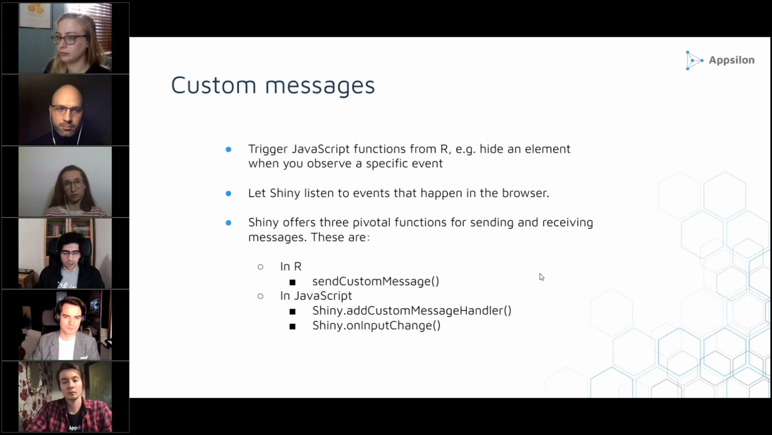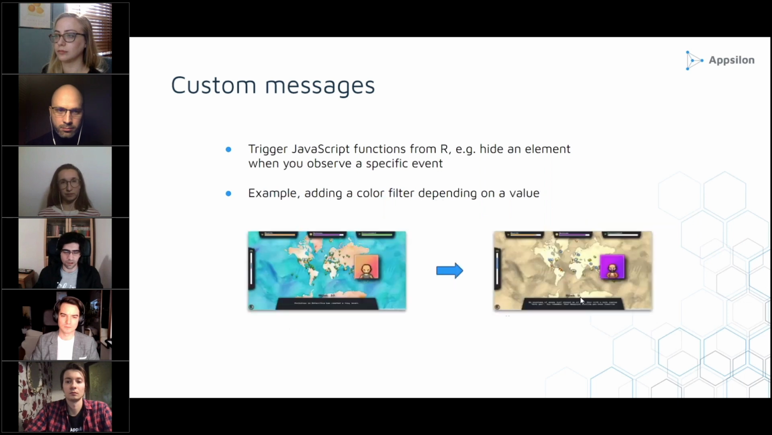There are three functions that give you the whole behavior of custom messages. In R, this is the sendCustomMessage function. In JavaScript, these are the addCustomMessageHandler and the onInputChange functions. So I will give you another example from my Shiny contest entry from last year. One of the things that I had to do was, I had a leaflet map that was displaying some markers. It was being updated, that's fine. There's always an update function for leaflet that lets me change the data that way.